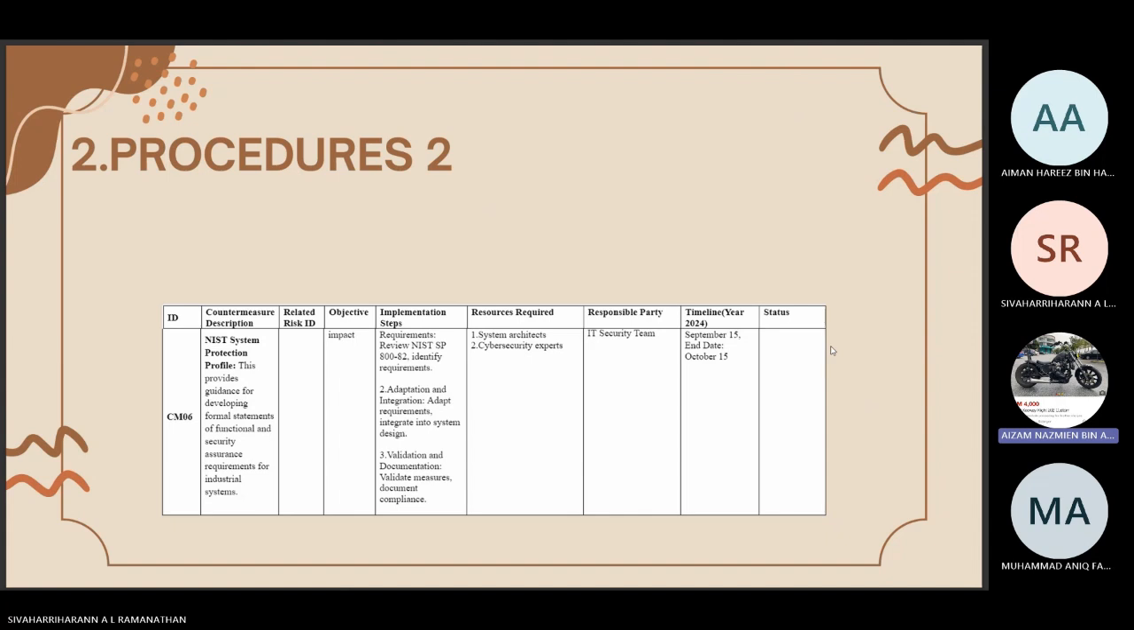These requirements will then be adapted and integrated into the system designed to enhance protection measures. Validation activities will follow to ensure that implemented measures comply with the established requirements. With comprehensive documentation of compliant outcomes, the implementation team includes system architect, cybersecurity expert, and the IT security team. The planned implementation timeline spans from September 15 to October 15, and the countermeasure is currently in planning phase.